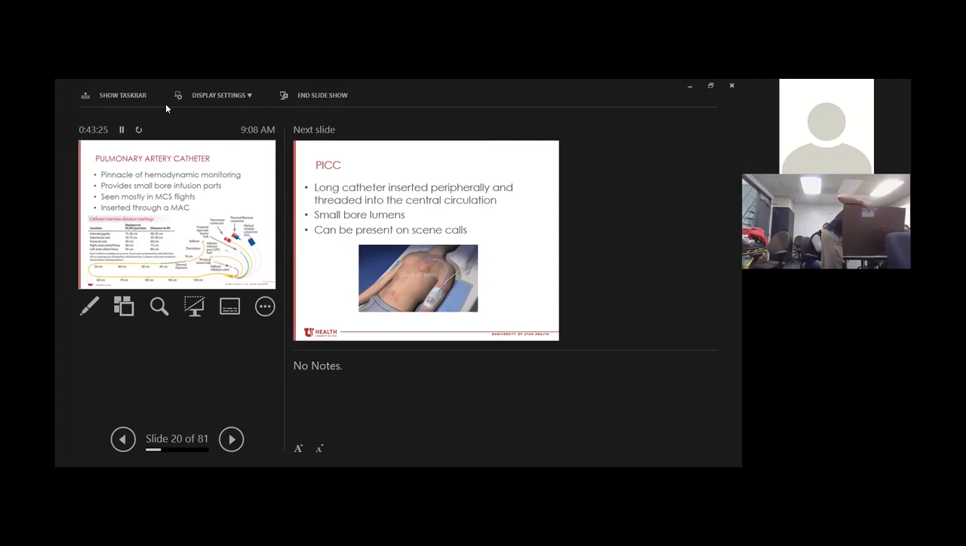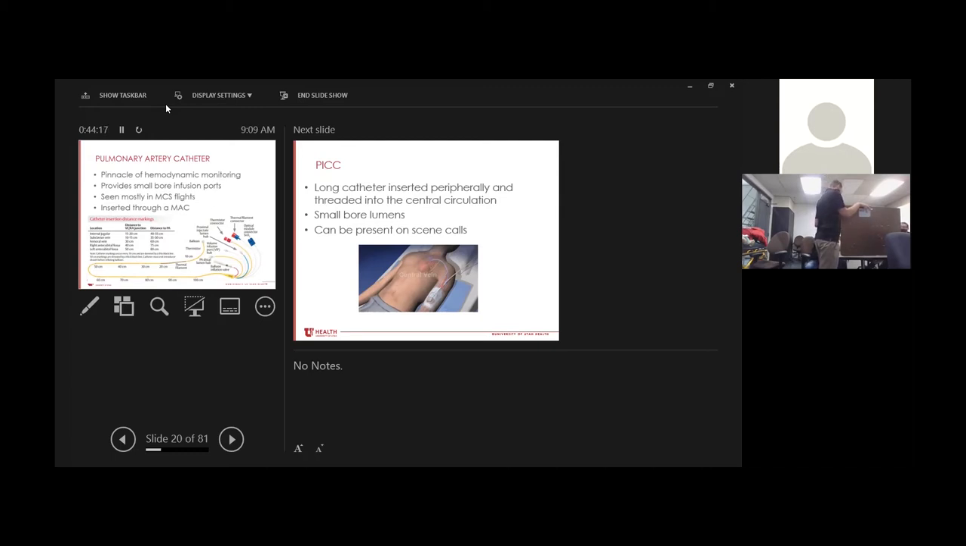So, the blue one goes to the right atrium, and it says proximal. The yellow one goes to the pulmonary artery, and it is labeled PA distal. Those are different openings. The PA one is at the tip. The proximal one is in the right atrium, all the way back here. So the three important things about this: this is where we're going to transduce our CVP. This is where we're going to transduce our pulmonary artery measures. In a pinch, you can inject medications into this proximal one, into the right atrium. That's fine. You absolutely cannot ever inject medications into the yellow one, into the pulmonary artery. If you inject vasopressors or anything into the PA, you find yourself in a world of hurt.